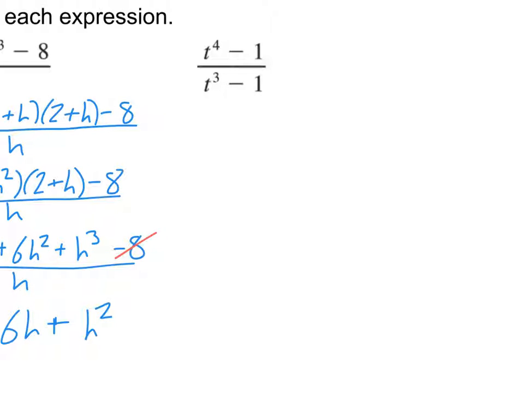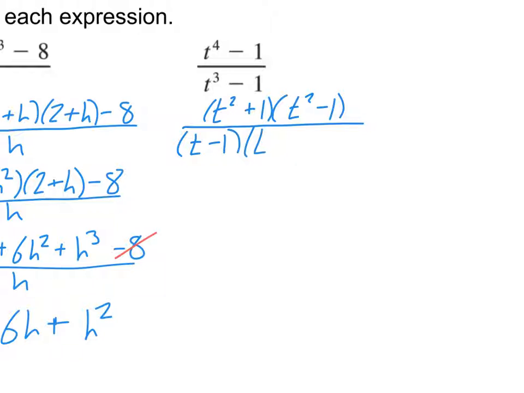The t to the fourth minus 1, that is an example of a difference of squares. That's going to become t squared plus 1 times t squared minus 1. Difference of squares rule there. On the bottom, we have a difference of cubes. So now you got to remember the difference of cubes rule, and how do we factor those? That's going to end up giving me t minus 1 times t squared plus t plus 1.